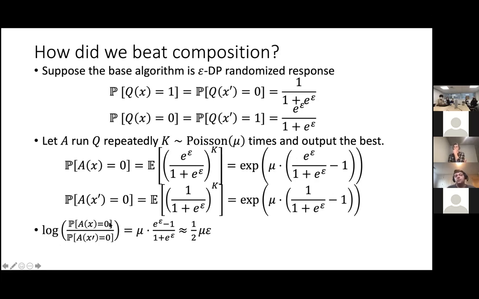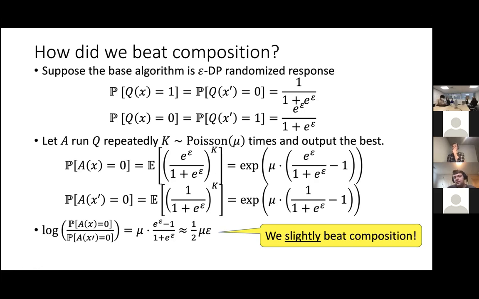Previously, this was m times epsilon. Now you can work it out, and it is this quantity, which for small values of epsilon is just a half mu times epsilon. So this beats composition by a factor of 2. Mu is the average number of repetitions. It's nicely concentrated, so it's pretty closely analogous to just running a fixed number of times mu.